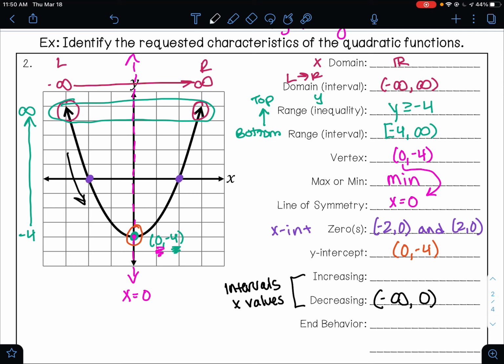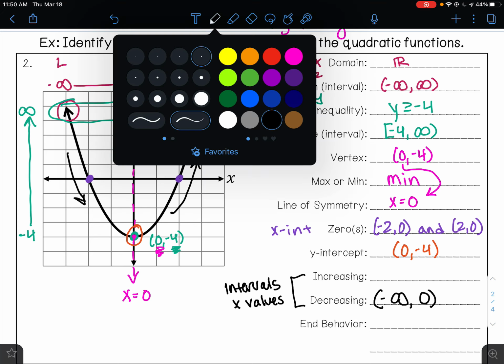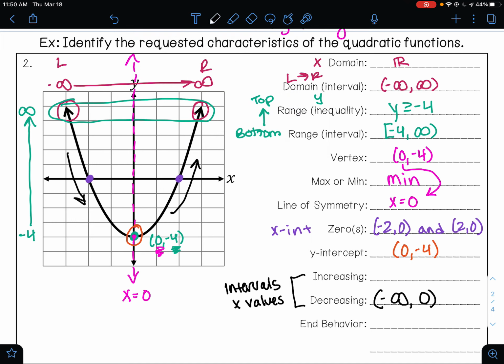Now, from my vertex to the end of the graph, over here, I go up from left to right. So this side over here is increasing. So now I need to figure out for what x values is my parabola increasing. Well, I start right here at my vertex where x is 0, and I keep going up until x is infinity. So I am increasing from 0 to infinity.